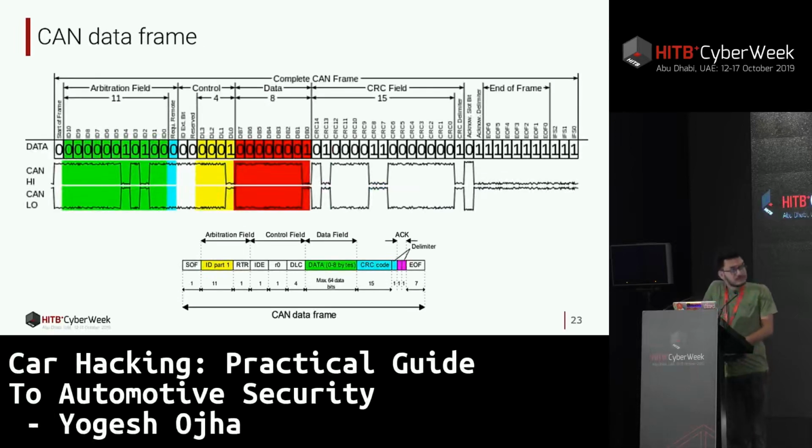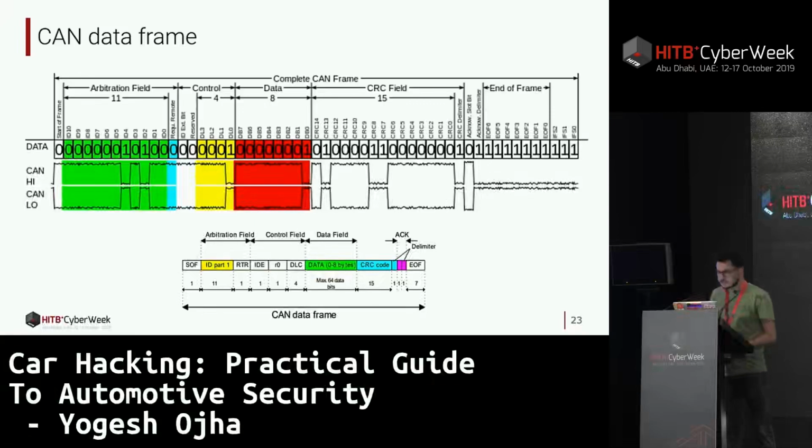So now let's talk about the data frame in a CAN. This is the most important part of a CAN message. In order to reverse engineer the CAN data, you need to understand these data frames. At the primitive level, this is how exactly the CAN bus looks. You have this diagram of a CAN frame.